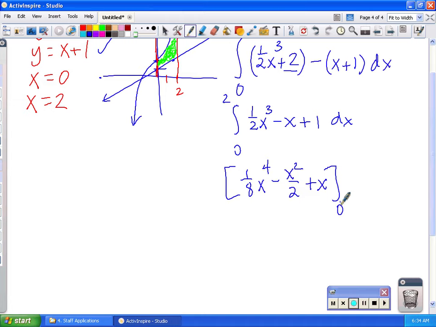I would evaluate that from 0 to 2. So I'd substitute in the 2, substitute in the 0, which will give me 0. And again, you can do the calculations and substitute, and you can check your answer in the book. So that's how you do number 17.